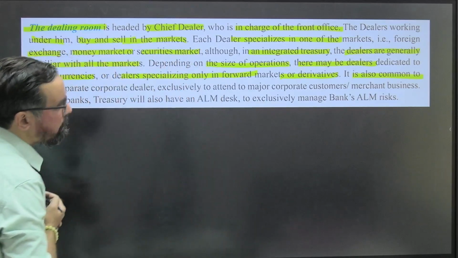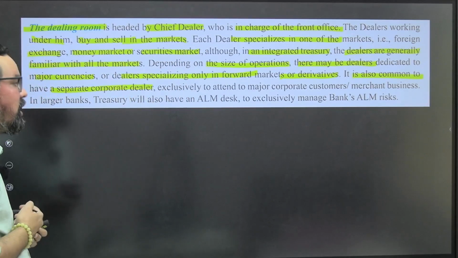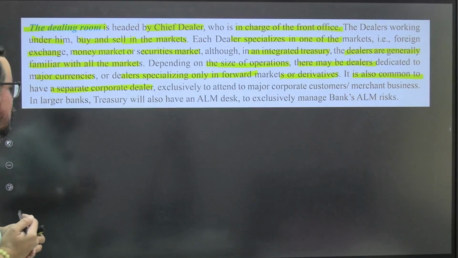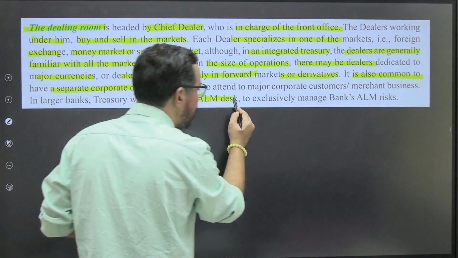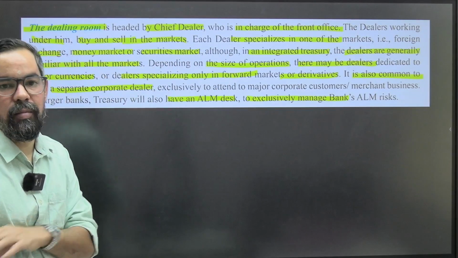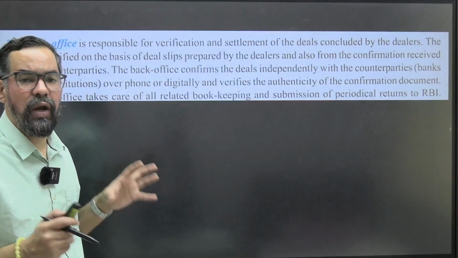It is also common to have separate corporate dealers exclusively to attend to major corporate customers, merchant businesses. ठीक है. In larger banks, treasury will also have an ALM desk to exclusively manage bank ALM risk. So front office, which is dealing room, which is generally known for the execution part.